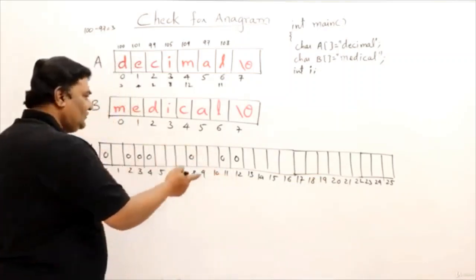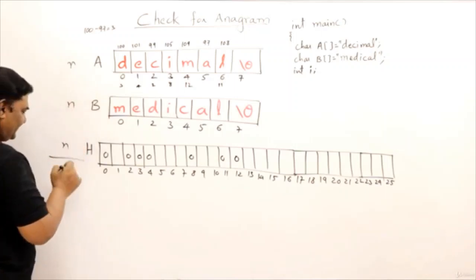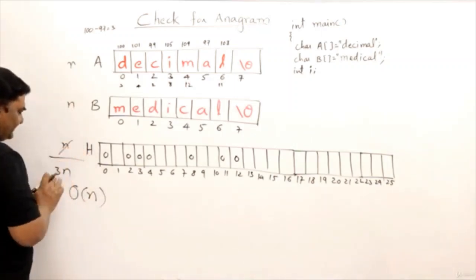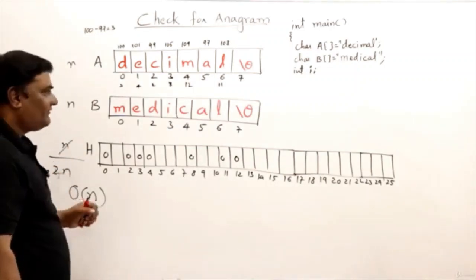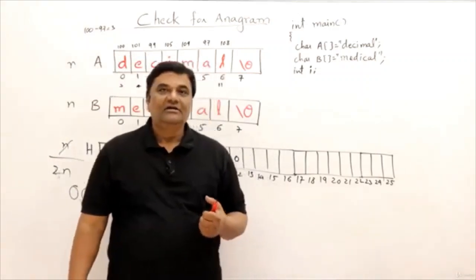Accessing this table takes no time because we are not scanning through the entire table, so we don't have to include its time. If at all you include it, then this will be n plus n plus n. This is 3n and it is order of n. Basically, we are not accessing this, so it is only 2n. So 2n is also big O of n. So the time is order of n, right?